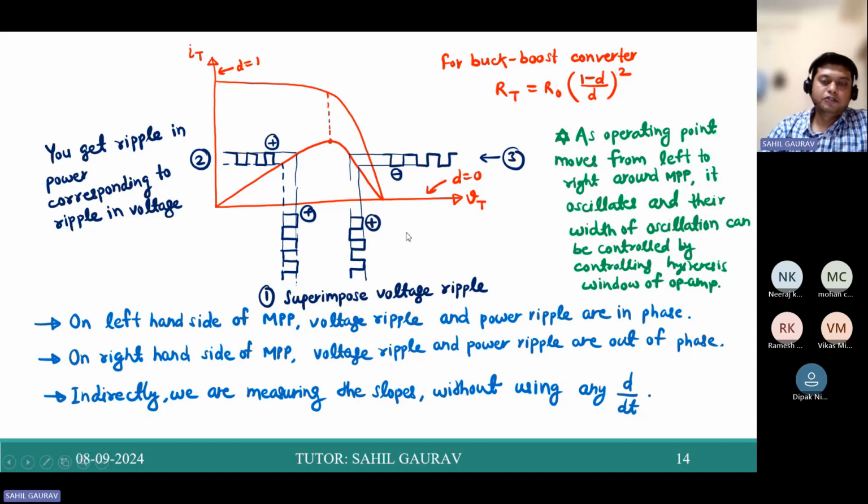So if you are using this transistor as a switch, then this voltage ripple, whatever you are getting at the right side and left side, you will not get the similar power ripple for the left and right side. Because if you see this left side, the slope is positive. So if this voltage ripple is positive, at that time this power ripple will also be positive for the left side. And on this right hand side, the voltage ripple is positive, this power ripple is negative, because the slope is negative. So in other words, you can say that we are indirectly measuring the slope without using any derivative term.